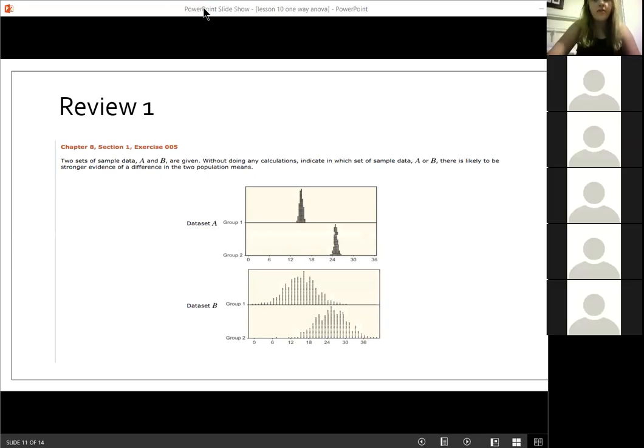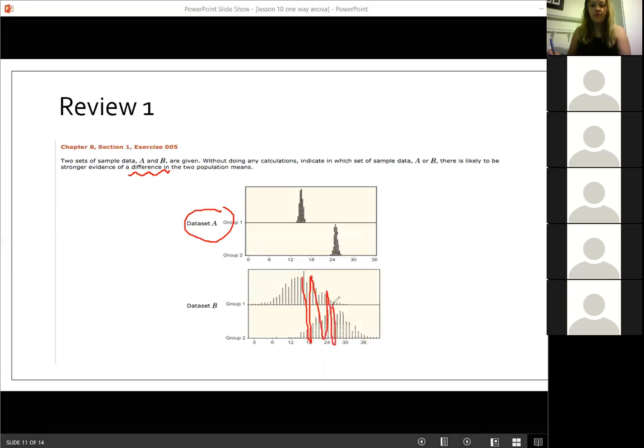Okay, good job. Yeah, so our answer here is going to be A. You guys are right, as per usual. In this case, we're talking about which is likely to have stronger evidence of a difference. If we look at data set B, we have some sort of overlap going on between these parts. There's overlap in the graphs, but in data set A, there's literally no overlap going on.